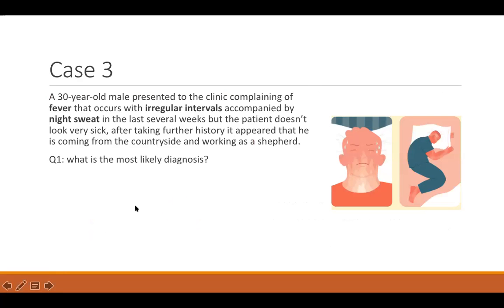Okay. The next one. A 30-year-old male presented to the clinic complaining of fever that occurs with irregular intervals, accompanied by night sweats in the last several weeks. But the patient doesn't look very sick. After taking further history, it appeared that he is coming from the countryside and working as a shepherd. What is the most likely diagnosis?